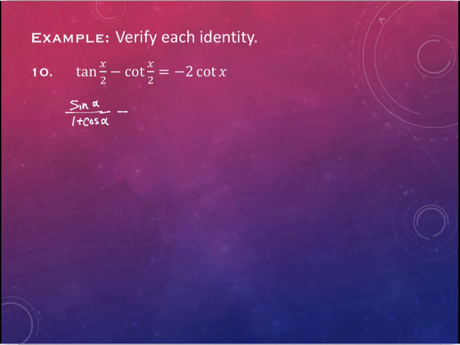And then, how is cotangent related to tangent? It's the reciprocal. So I'm going to stick with using the same formula that I just used and just flip it, because that seems reasonable because I just used it and I'm working with the reciprocal function. So this is going to be 1 plus cosine of alpha over sine of alpha.